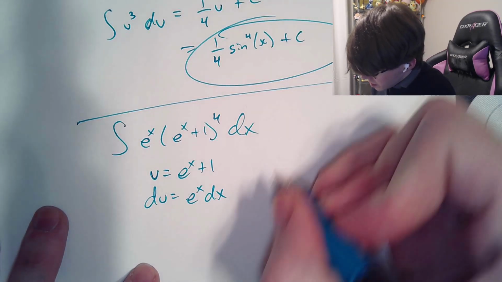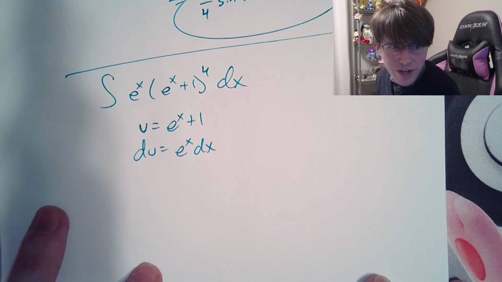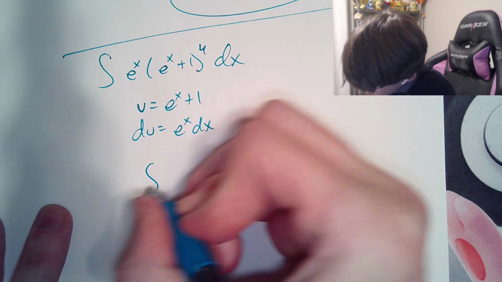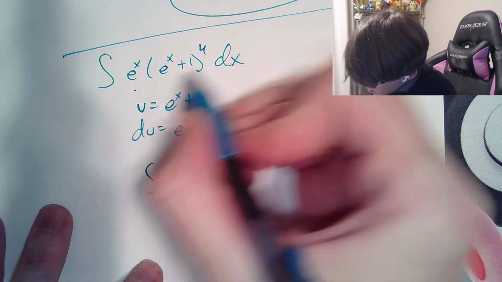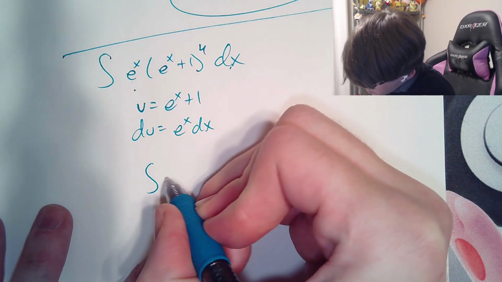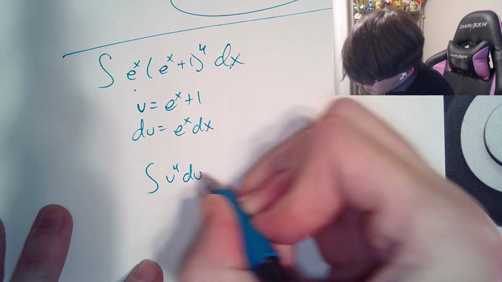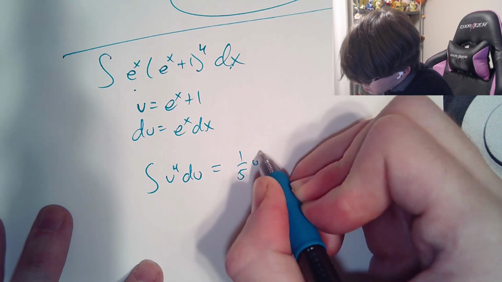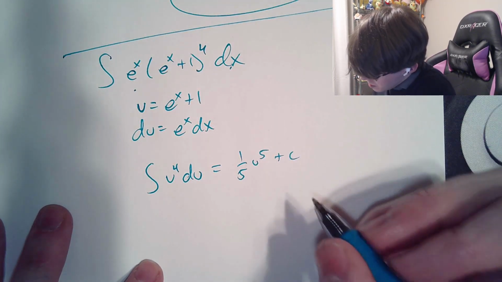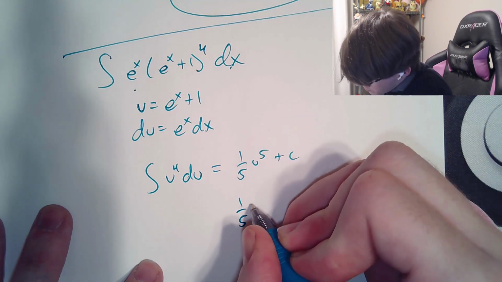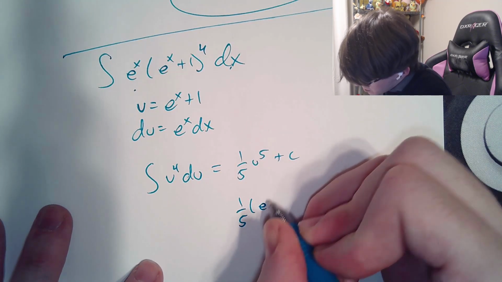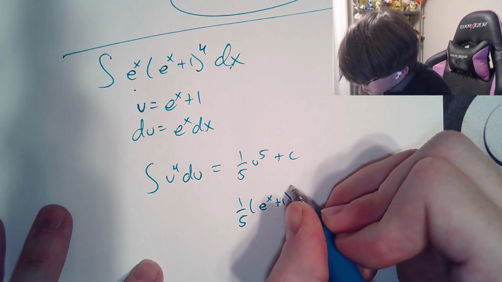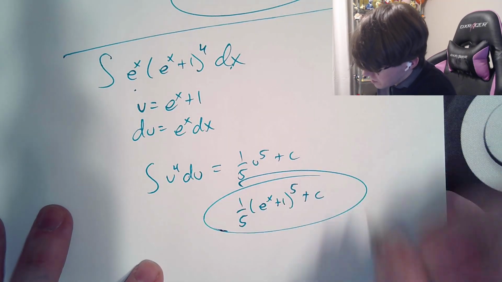And plugging this in, our antiderivative now is going to be, you have e to the x dx, that's your du. You have u to the fourth du. Antiderivative of that is going to be 1/5 u to the fifth plus c, and therefore 1/5 e to the x plus 1 to the fifth plus c.